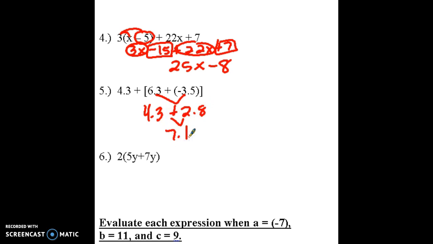Number 6, when you're going to distribute, if there's something inside the parentheses that you can combine, you can go ahead and combine that. 5 plus 7 is 12y. 2 times 12y is 24y.